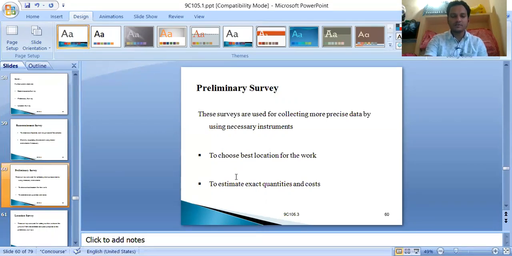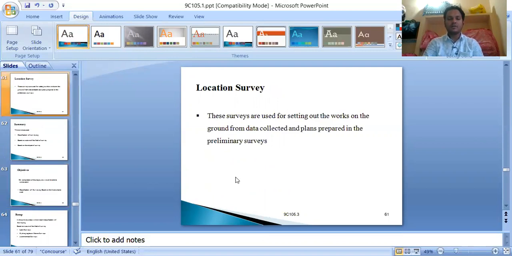So it refers to the detailed project report. And finally, we have location survey. These surveys are used for setting out the works on the ground from data collected and plans prepared in the preliminary surveys. So we can say this is the last stage of the project where all the data collected are set out on the field. The data collected may be in the form of plans. These plans are to be executed in the field. So this indicates a location survey.